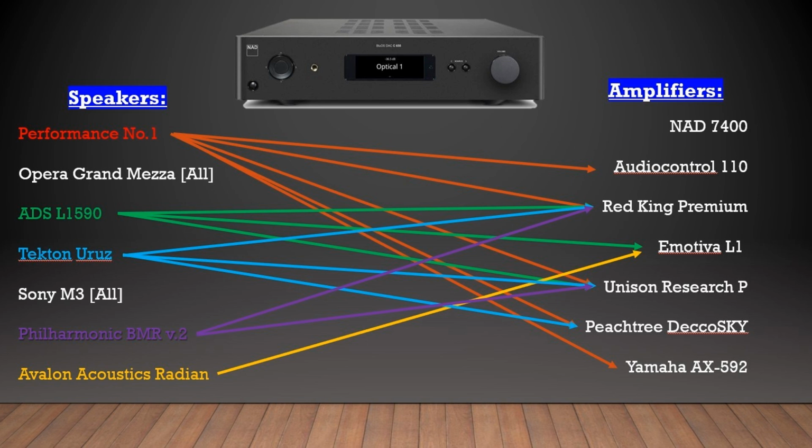This is all the pieces that are getting passed through the C658 signal. 7 different speakers and 7 different amplifier combinations. That's quite a workout in just 3 months. Now, let's get into this, okay?